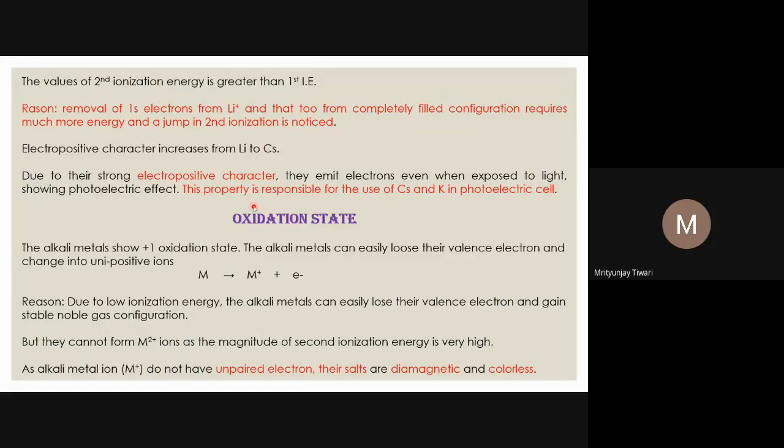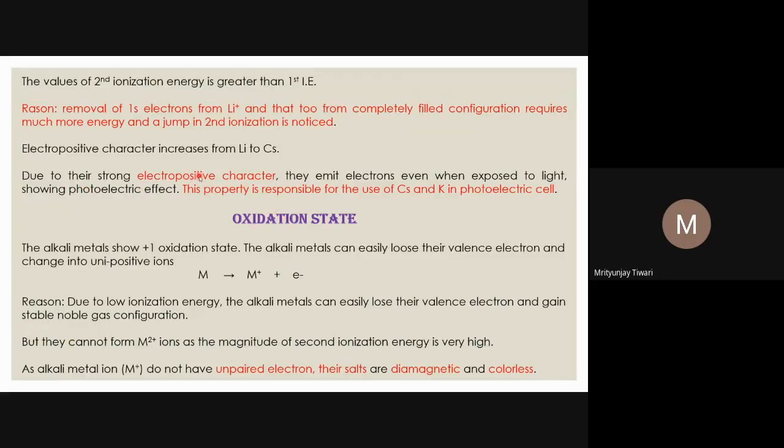So the electropositive character is increasing as we go down the group in the alkali metal group, the first group. Due to their strong electropositive character, they emit electrons even when exposed to light. So electropositive character is high.